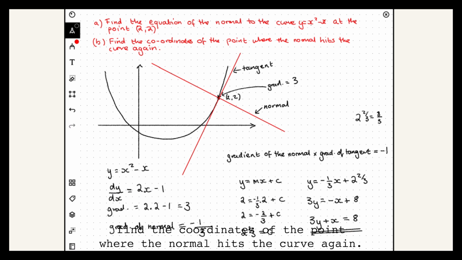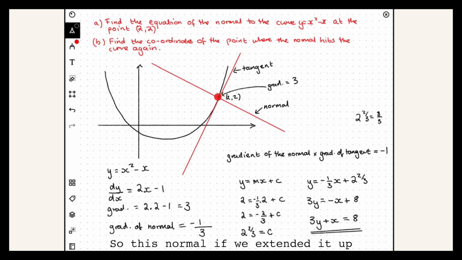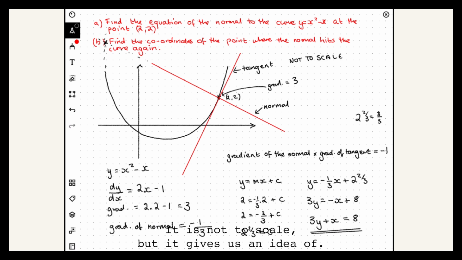Next, I've got to find the coordinates of the point where the normal hits the curve again. So this normal, if we extended it up here, would hit the curve again somewhere. Again, this is a sketch. It is not to scale, but it gives us an idea of this here. Now, this is the curve y equals x squared minus x. This here is a line that crosses it.